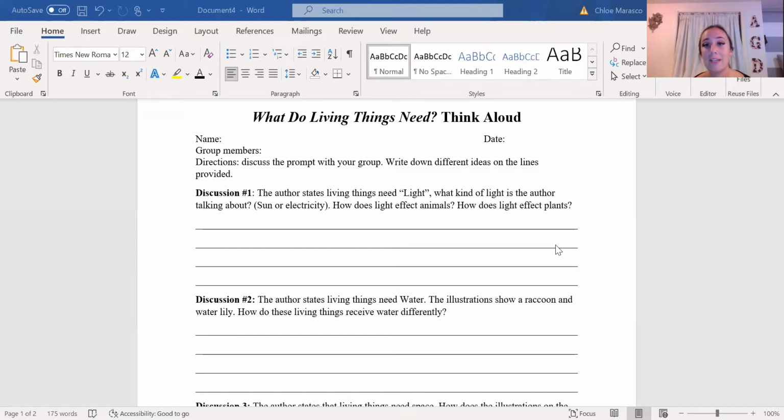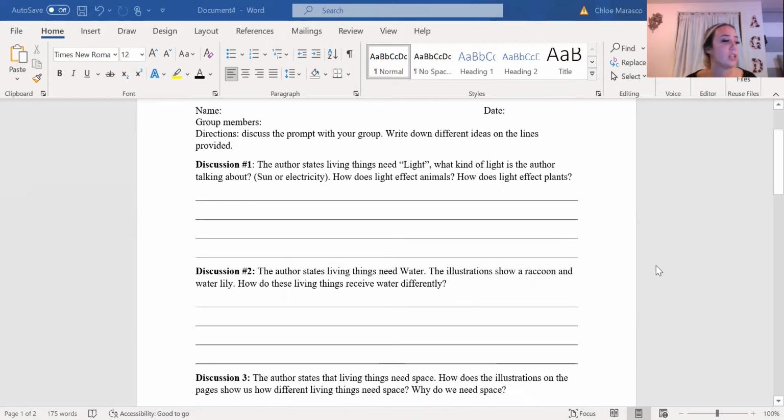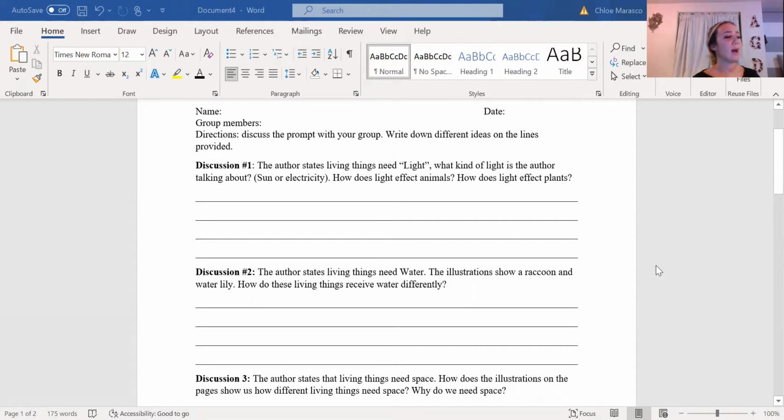But also write down the different ideas on the lines. I don't want them to be writing strict sentences and worrying about that. It is more about getting their ideas down on paper, thinking about what they wrote down. So, I will begin to read the book. We start off with page 2.